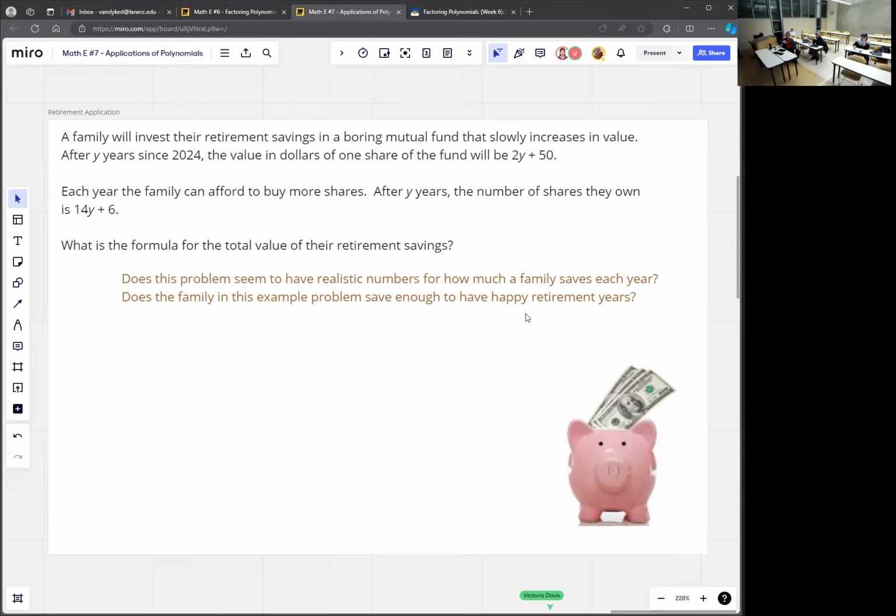And each year, they're going to keep buying more of this thing. So how many shares they own is 14Y plus 6. So right now, each thing they buy is $50 and they have 6 of them. Then next year, they'll be worth $52 and they're going to buy 14 more than before, right? They'll have 20 of them total. Two years from now, I'm sorry, I'm thinking of 0 when I should, it'll be $54, and they'll have 28 plus 6 is 34 of them.